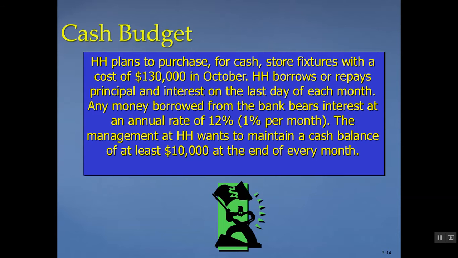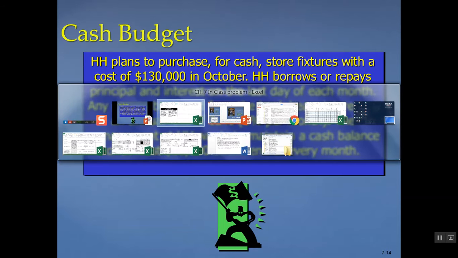debts or invest. So here we learned that they bought furniture of $130,000 in October. And if it's necessary to borrow any money, the principal and interest are repaid on the last day of each month. Any money borrowed from the bank has a 12% interest rate or 1% per month, and management has a policy of maintaining an ending cash balance of at least $10,000. So that means at the end of every month, they want to have at least $10,000 on hand for emergencies. So let's go back to our spreadsheet to put together our cash budget.